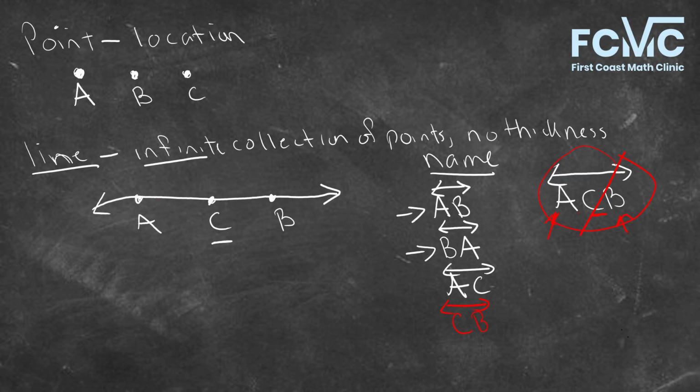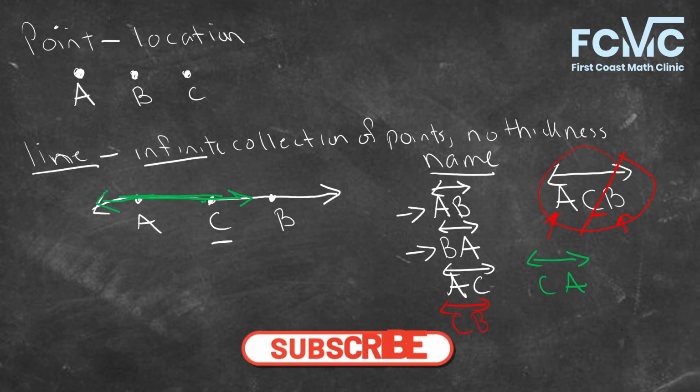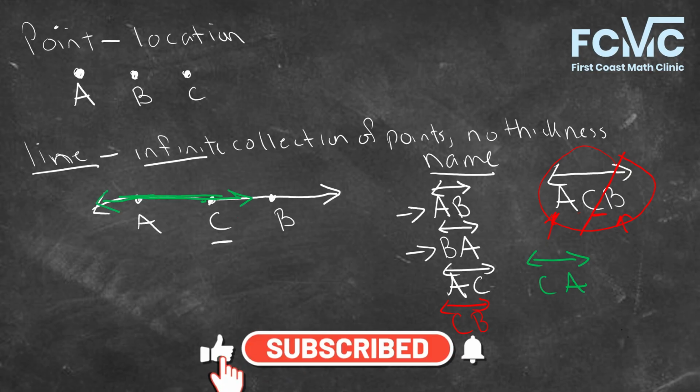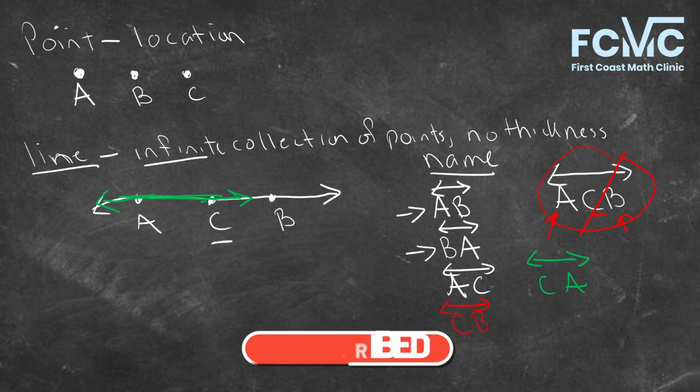We can reverse these points too. I'm going to do this in green, so CA. All right, so if we go again from C to A, so all of these points, but again, a line is an infinite collection, so we're going to go through C, eventually get to B. We're going to go through A and continue to the left. So again, we're getting all those points. And then CB, if we reverse those, I'll do this in purple, so we've got BC.